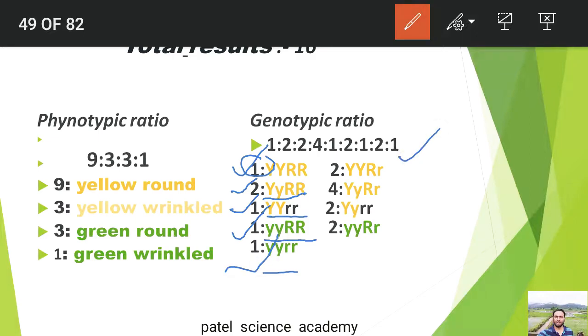Then capital YY, capital R, small r, 2 times. Then capital Y, small y, capital R, small r, 4 times. Then capital Y, small y, small rr, 2 times. And small yy, capital R, small r, 2 times. Likewise, we got genotype 1 is to 2 is to 2 is to 4 is to 1 is to 2 is to 1 is to 2 is to 1.